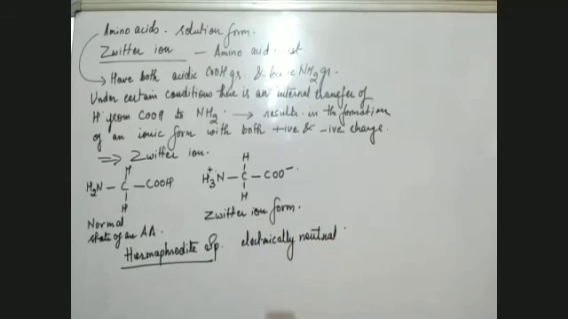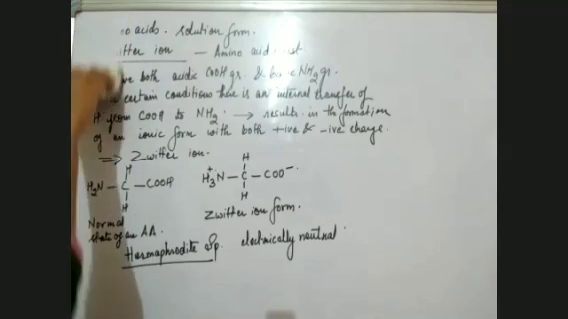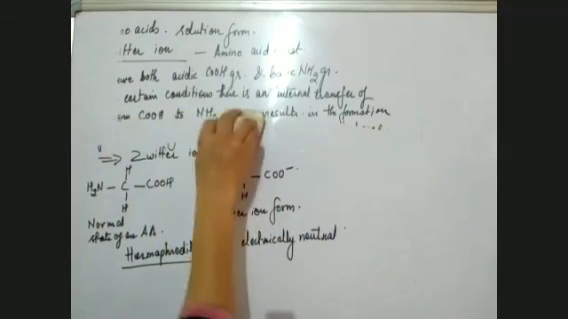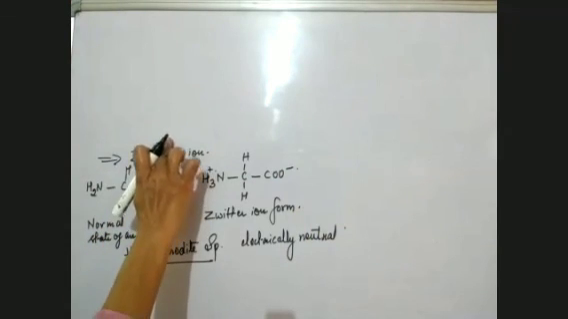Now, what happens to the Zwitter ion under different pH? This I'm going to tell you. What happens to the Zwitter ion under different pH? Under different pH means when we add an alkali to it or when we add an acid to it, then what happens? So for this, I'll erase some of it.